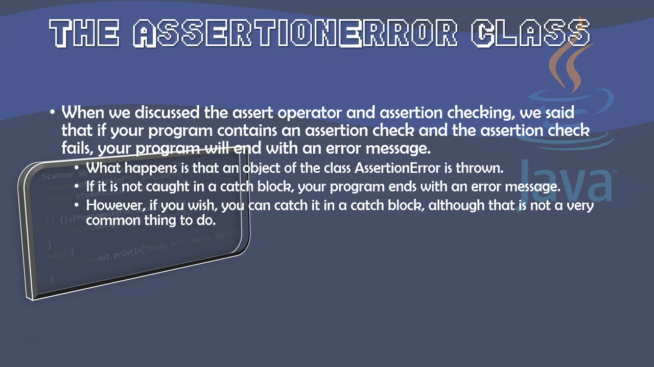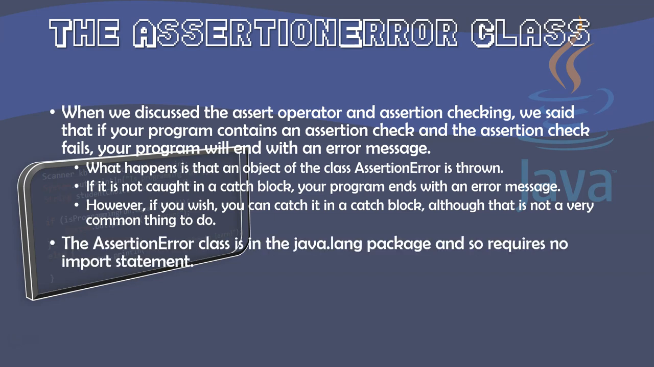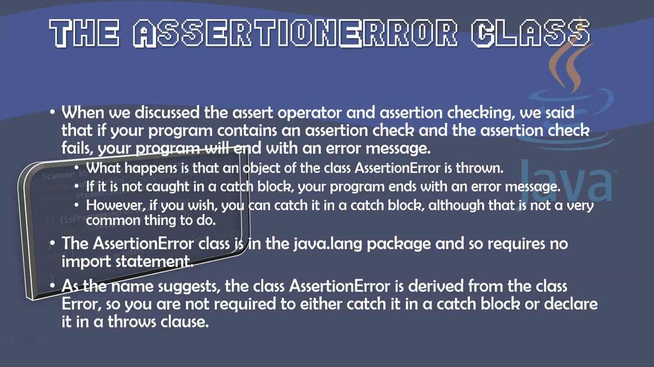However, of course, if you wish, you don't have to have it end with the error message. Instead, you can catch that with another catch block, although that's not a very common thing to do. The AssertionError class is in the java.lang package, so you don't have to import it. As the name suggests, AssertionError is derived from the class Error, so you're not required to either catch it in a catch block or declare it in a throws clause. Because remember, error classes are not the same as exceptions.